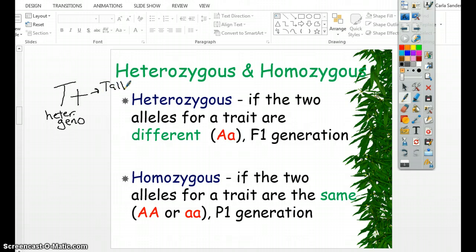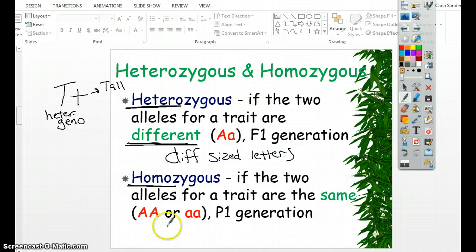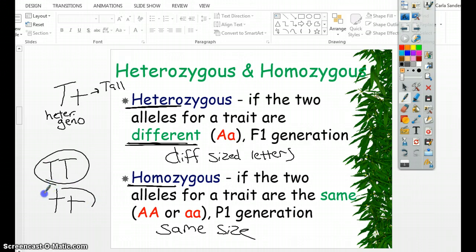Homozygous, if the two alleles for the trait are the same. Homo means same. Hetero means different. Hetero, different sized letters. Homo means the same size. Same size, we could have this or that. Homozygous dominant, homozygous recessive, heterozygous.